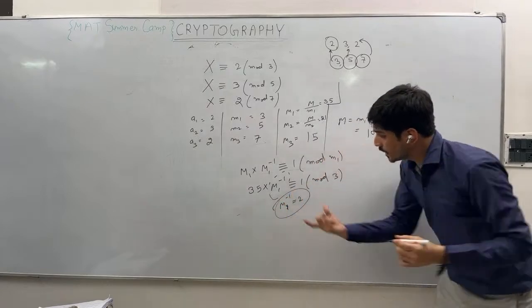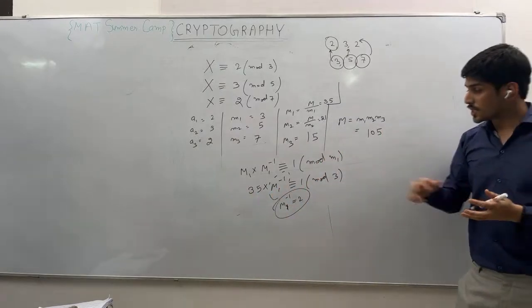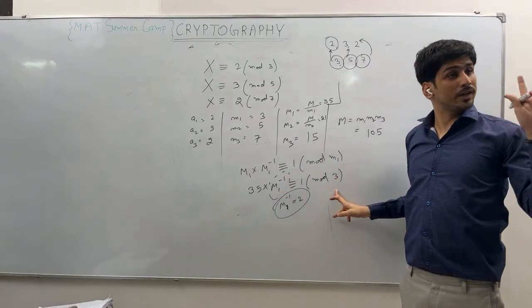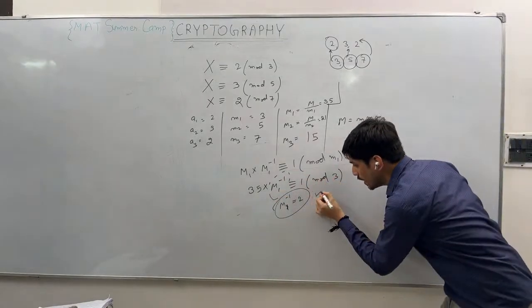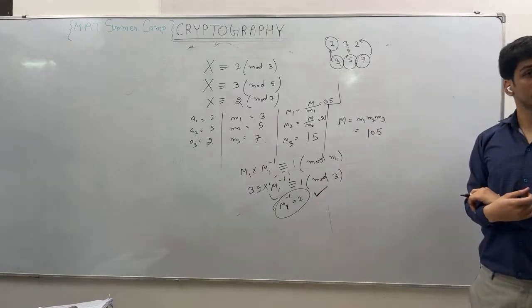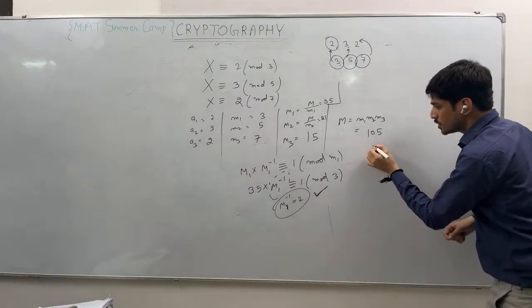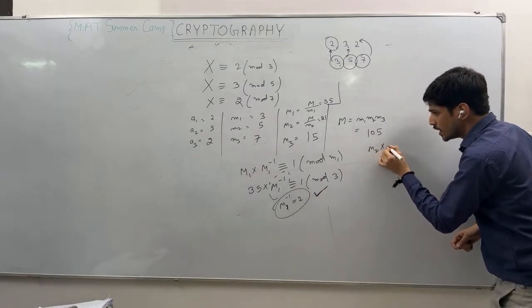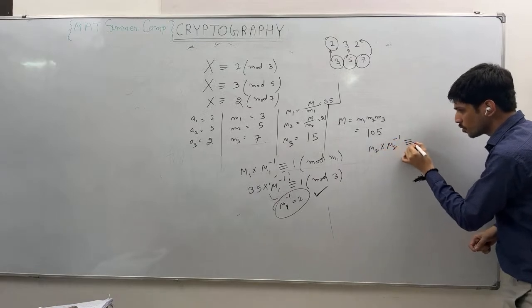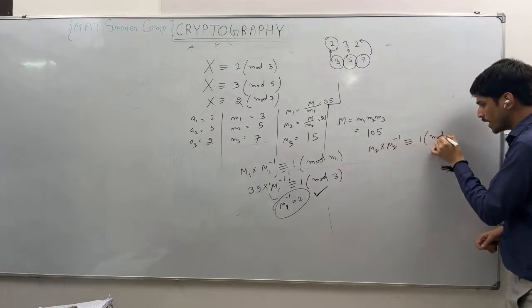If I take 2, then the left hand side becomes 70. 70 divided by 3, is the remainder 1? It means I'll take m1 inverse equal to 2. Is it clear? Similarly, we'll try for m2 times m2 inverse congruent to 1 mod m2.